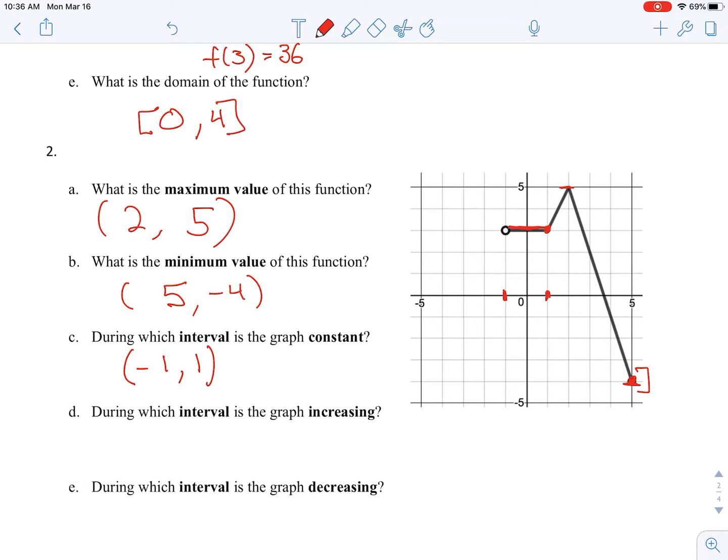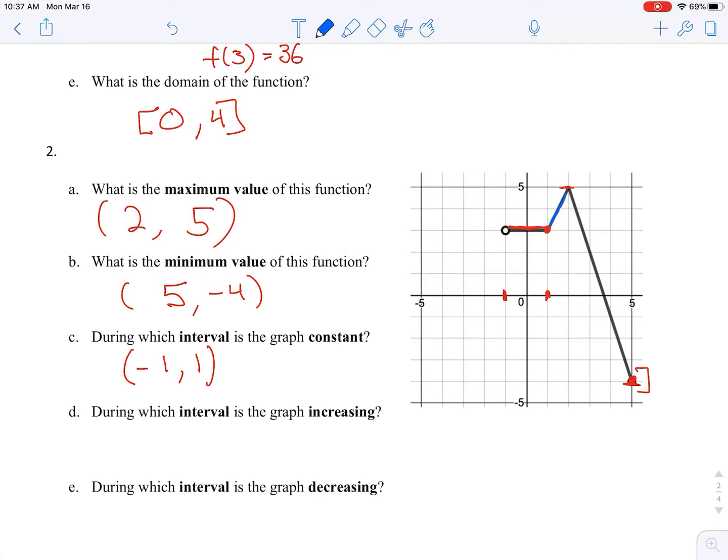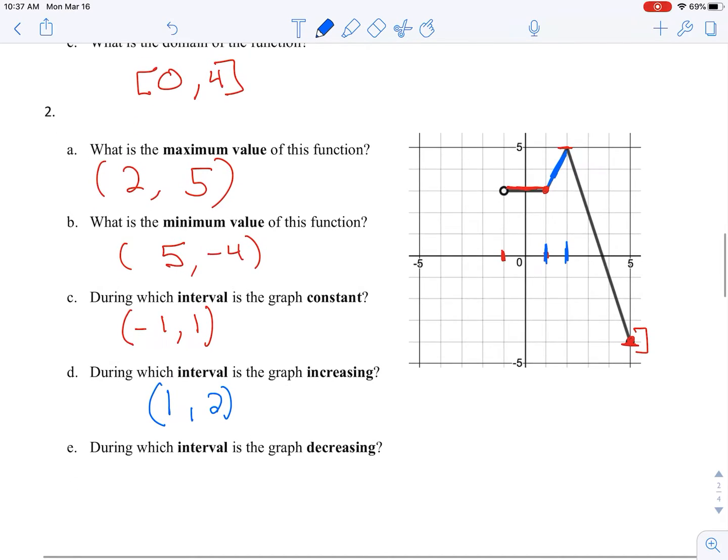During which interval is the graph increasing? Well, our increasing portion of the graph is right here. So what is that? That would be from here to here. So that would be from 1 to 2. And those are both transition points, so I put parentheses. And again, it would be more accurate to put the graph as increasing from 1 to 2. So write it out in a complete sentence.